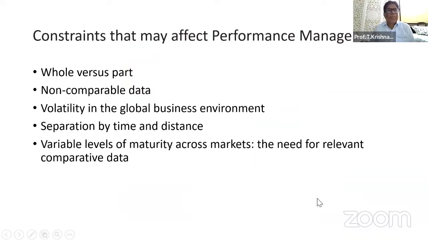Now we shall discuss what are the constraints that may affect performance management. There are 5 variables which we are going to touch upon. The first one happens to be whole versus part. We will discuss all these things in detail. Non-comparable data, volatility in the global business environment, separation by time and distance, variable levels of maturity across markets. These things we will discuss in detail.